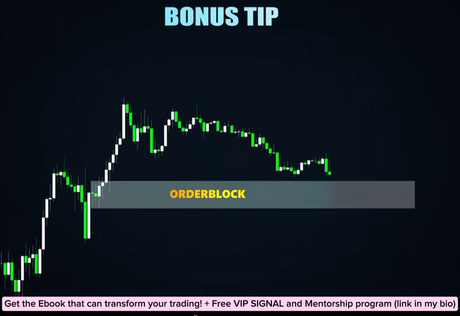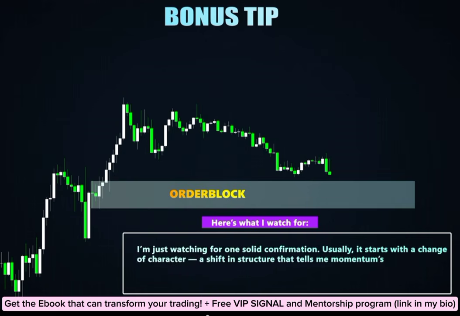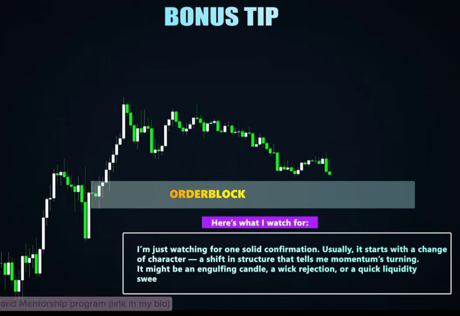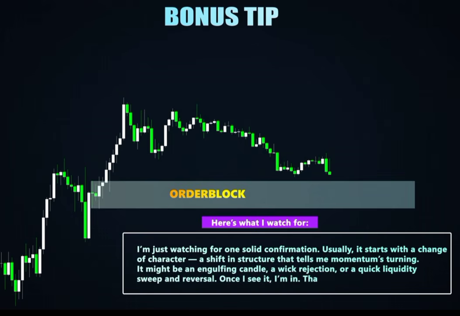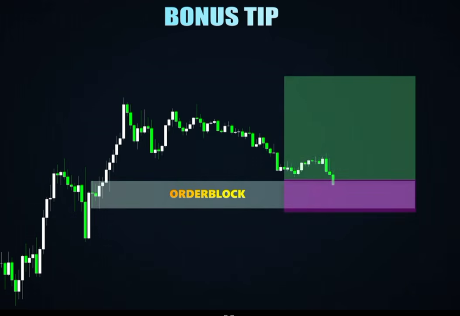When price comes back to the order block, I pause and wait. I don't rush in. I watch closely for confirmation. And the main thing I look for is a change of character. Sometimes it's a bearish engulfing candle. Other times it's a strong wick rejecting the zone, or even a quick sweep of liquidity followed by a shift in direction. The moment I see just one solid confirmation, that's my cue. From there, I place my stop loss just below the order block and aim for the next structure high. That's it. It's all about letting the market show you its intention before you step in.